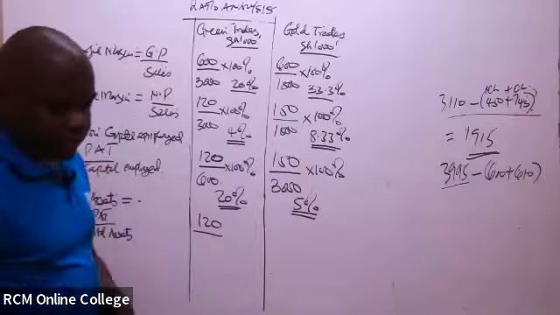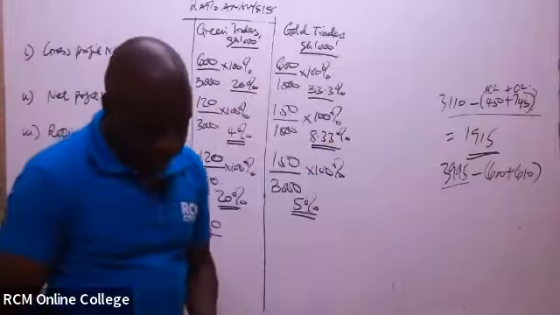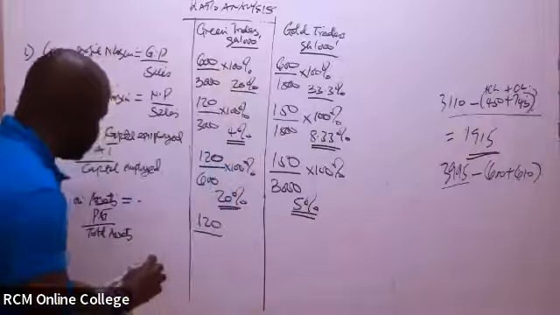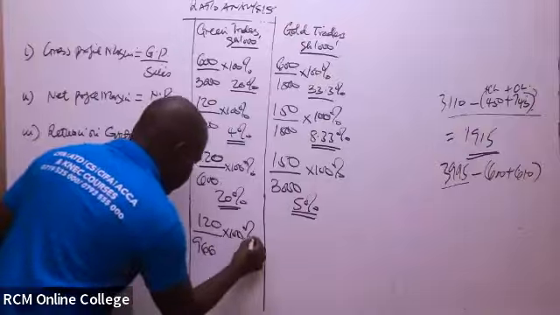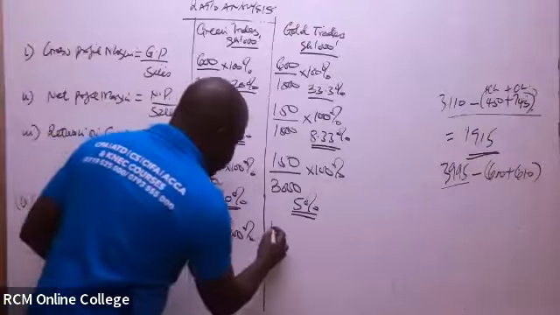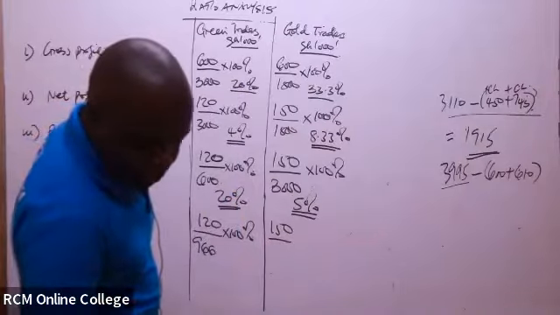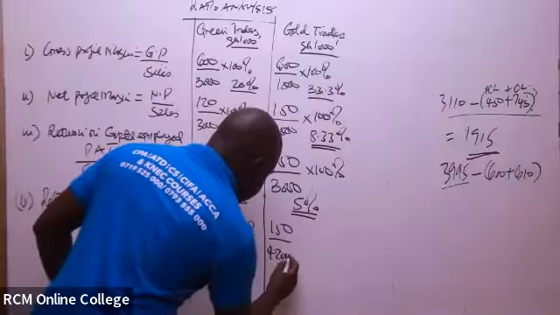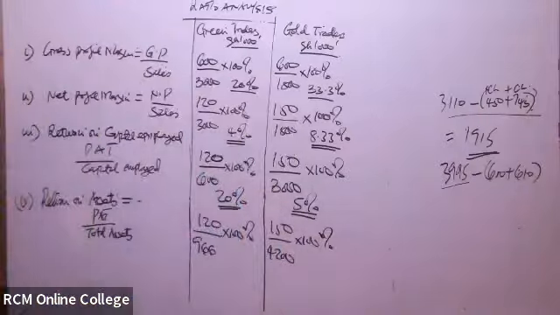The figure for total assets, you look at the statement of financial position, it is 966. Then we multiply by 100%. Then this other one is 150 over the total assets, which is 4,200, multiplied by 100%.